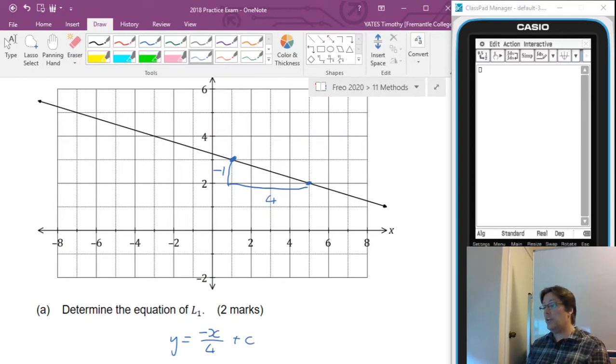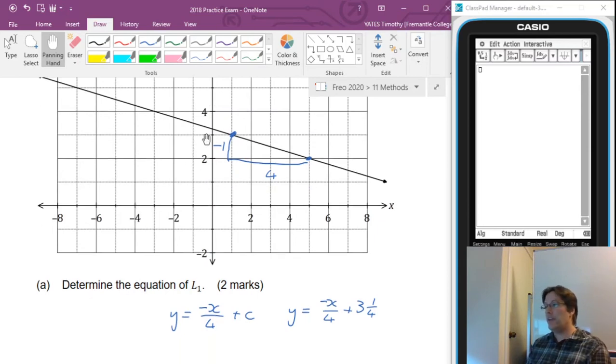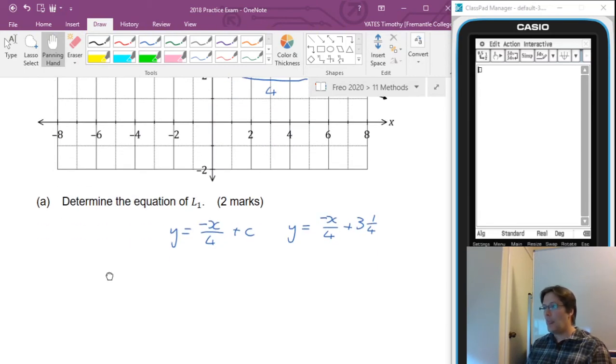Now, we can logically say that it goes down by 1/4 each time we go across. So here it was at 3, so here it would have been at 3 1/4. So we would write it as y equals -x on 4 plus 3 1/4. And you could write it as 3 1/4 or 3.25, or however you want to write it, or as an improper fraction as well. So that would be 13 over 4. But whatever you write it as, I would write it as 3 1/4, just because it makes it obvious what's going on there. Okay, so that's the equation.